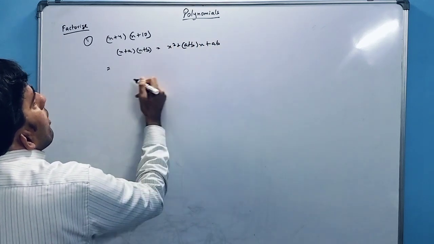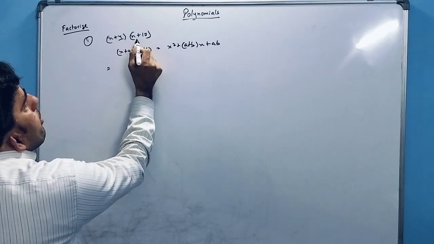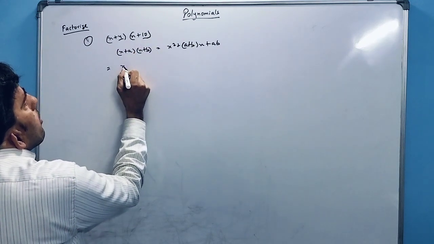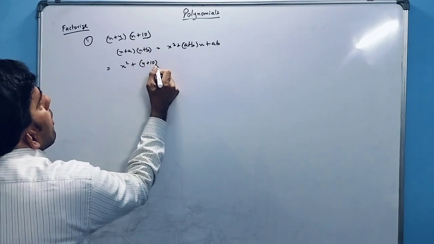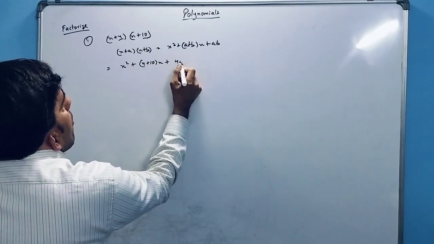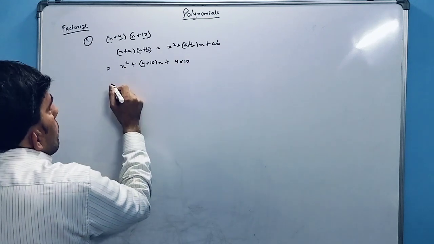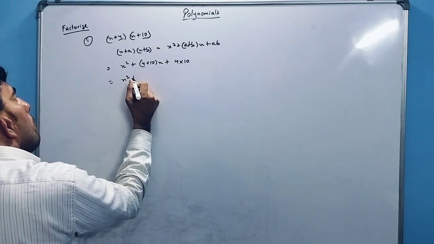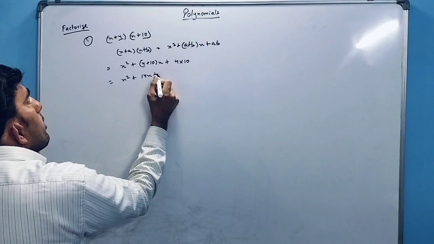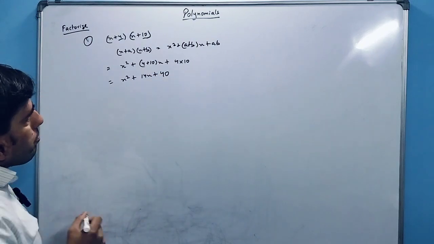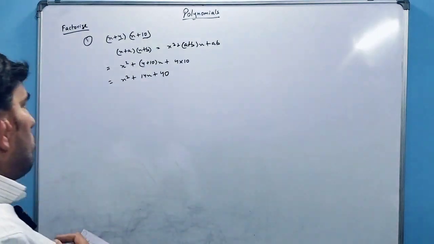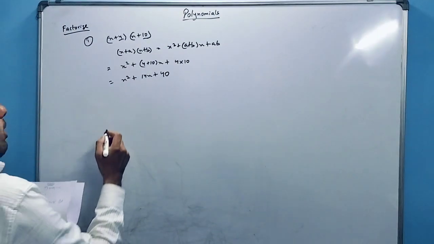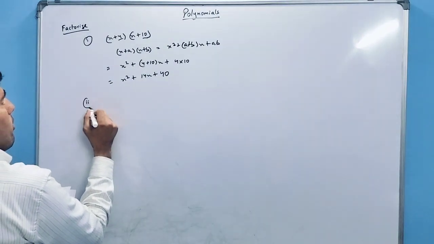So now we will apply here. We have a is 4, b is 10. So we will get x square plus (4 plus 10)x plus 4 into 10. So we'll write x square plus 14x plus 40. Okay, so this is how we use the identity. Similarly, let us see the second one now.